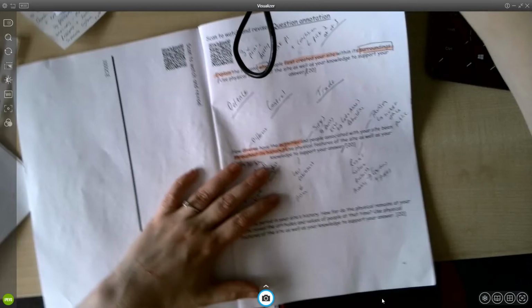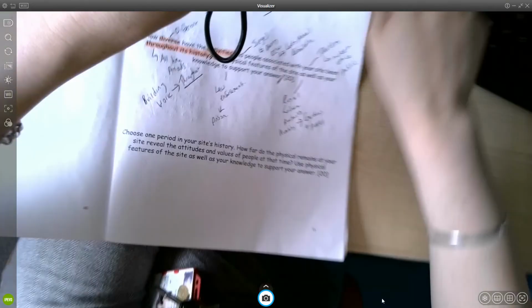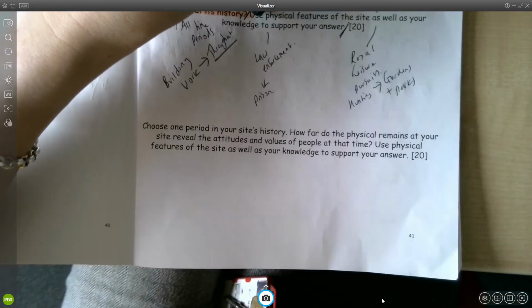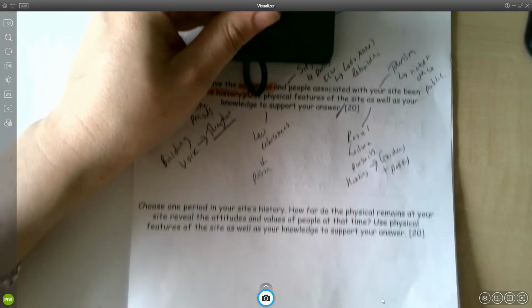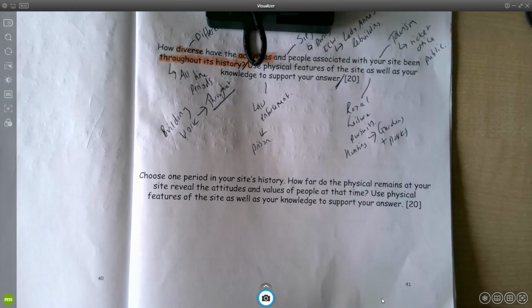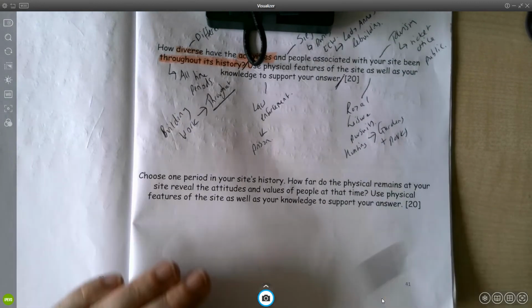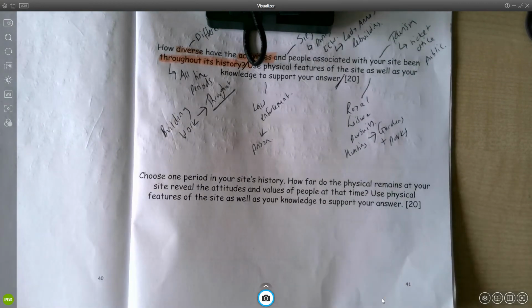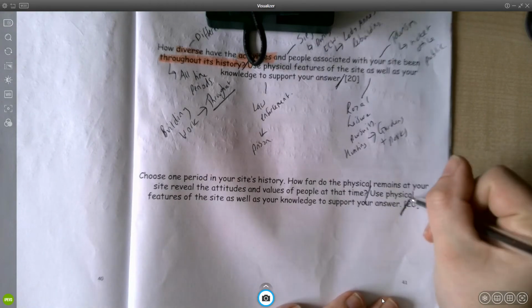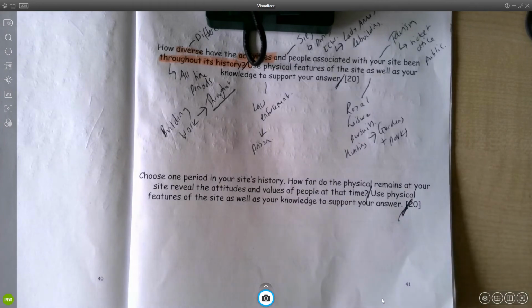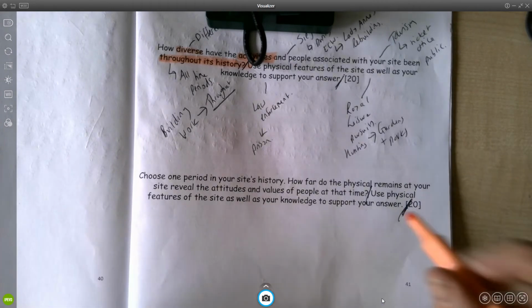So last question from the 2018 paper. Highlight the key parts of the question and then have a go at picking out some of your points. Okay, so again, there's that use of physical features bit. This one's different to the other two.